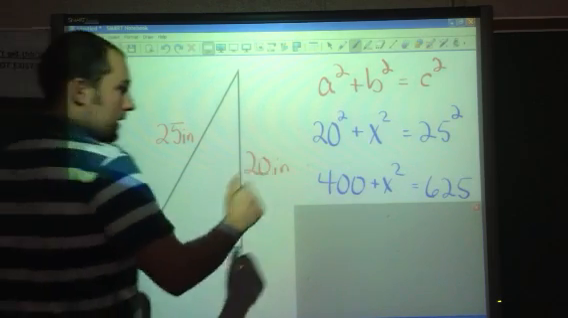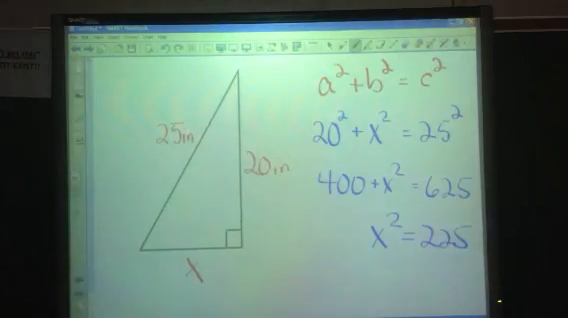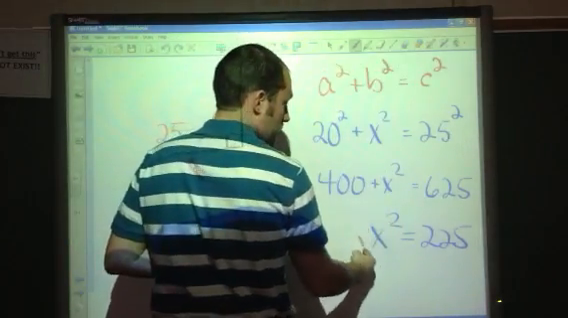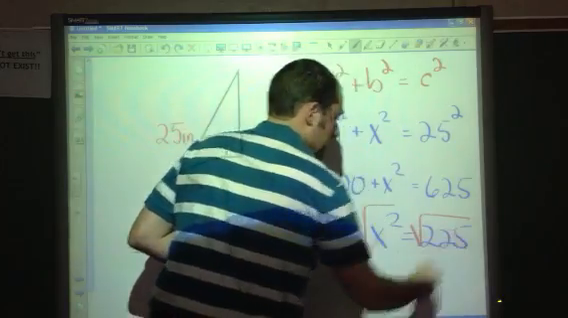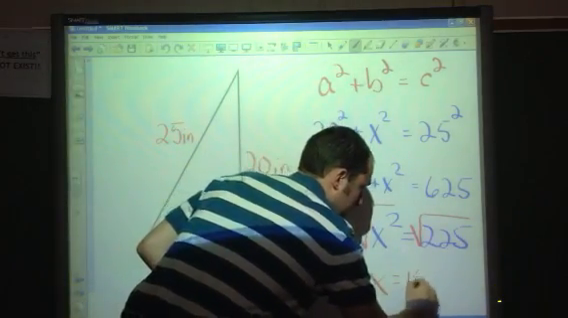Do a little math. We're going to get the x squared by itself, so subtract 400 to get x squared equals 225. And then the last thing, just like any equation, I need to completely get x by itself. So I must do the opposite of the square and take the square roots of both sides. So when you take the square root of 225, you get x to equal 15.